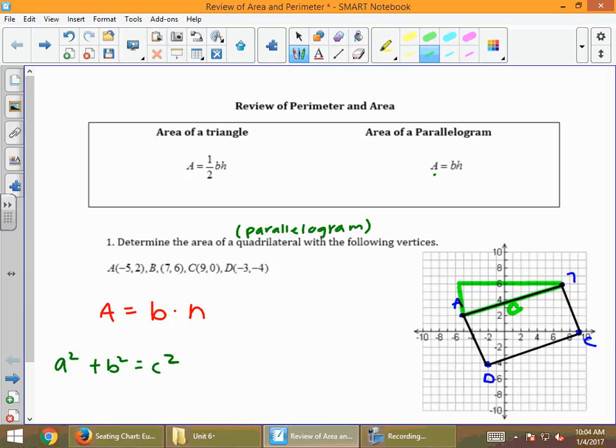Okay, so go ahead and count up. How far do we go up? 4. The length of this side is 4. What's the length of this side? 12. Those are the lengths of the sides of this triangle. You can just count them because they're nice and flat. Plug those into the Pythagorean theorem. We're going to do 4 squared plus 12 squared equals c squared.